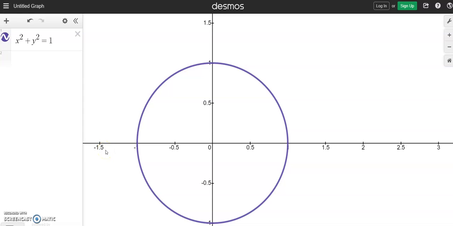Alright, students, we're going to go over circles and ellipses. We're going to start with circles here, and you'll see the equation over here. It looks like the equation for the Pythagorean Theorem: a squared plus b squared equals c squared. This would be 1 squared, but 1 squared is 1, so I left it as 1.